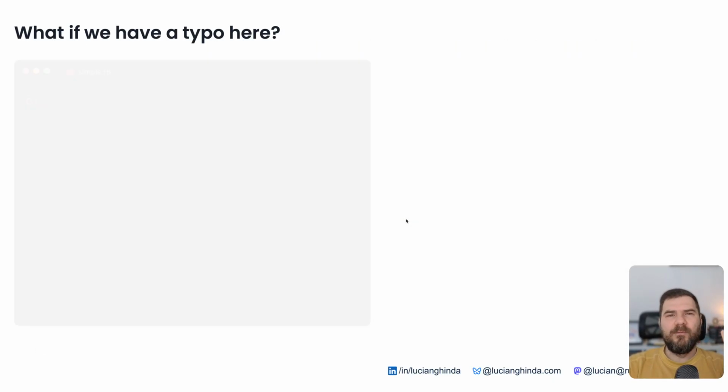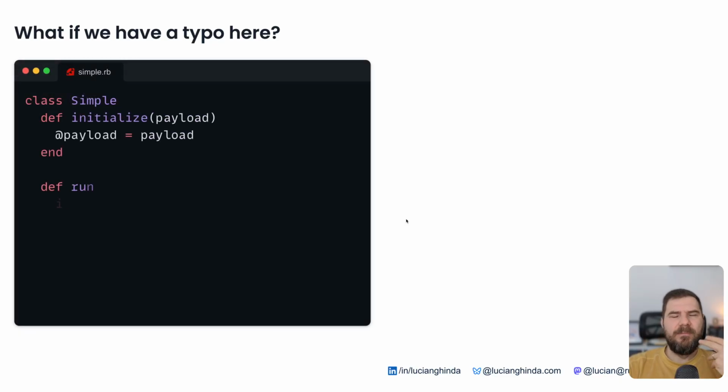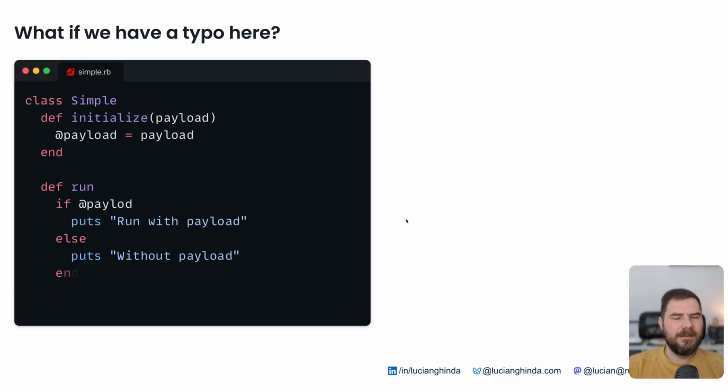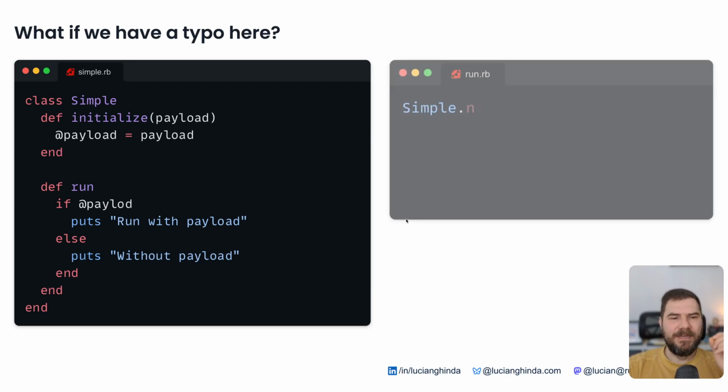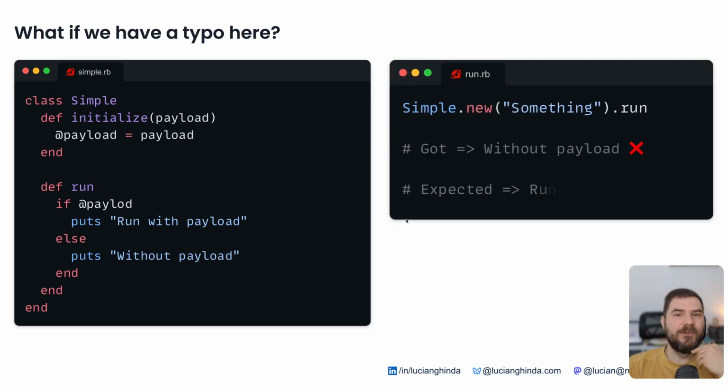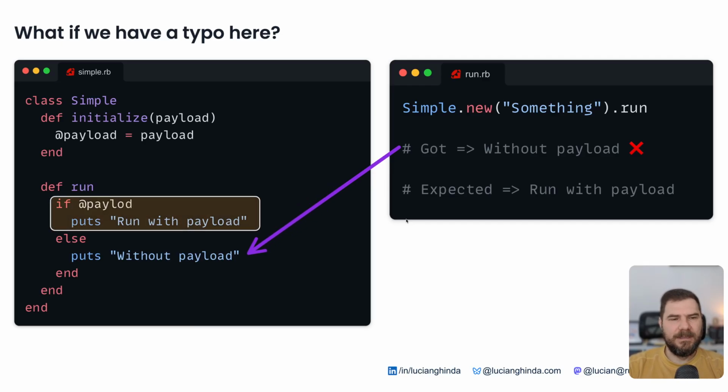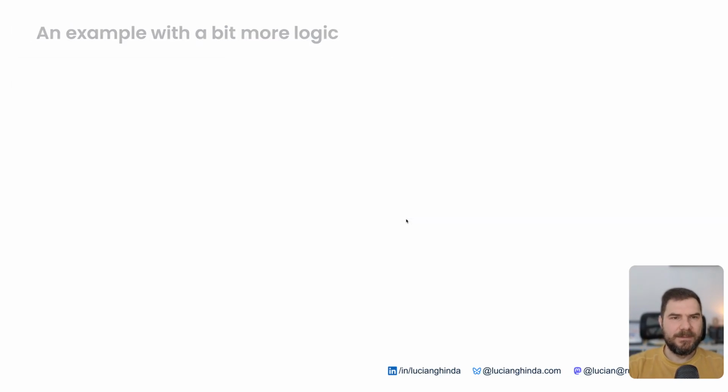So what if we write a class and we make a typo or a typing mistake? And notice here that I wrote payload misspelled in the run method, so an A is missing there. If I try to run it, it will not throw an exception, but it will return the else clause, because the if on payload is false, because if nil is executed as false, and it will return false.